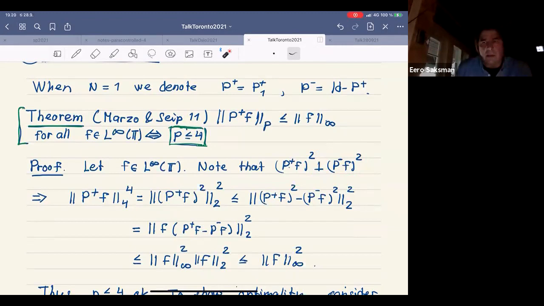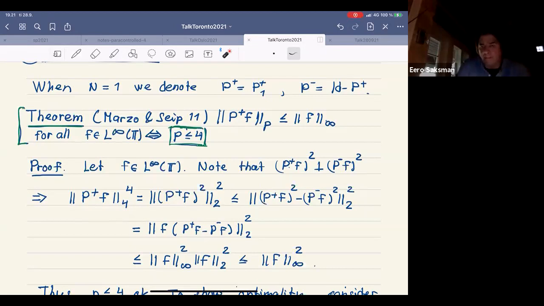Now I cannot even point, so it comes so late. I cannot do anything. So what in the next line is that I've started to compute the fourth norm of P plus f. And first I write it as the L2 norm squared of the norm of the square. And then I can take off this P minus f squared because they are orthogonal. The norm is just increasing.